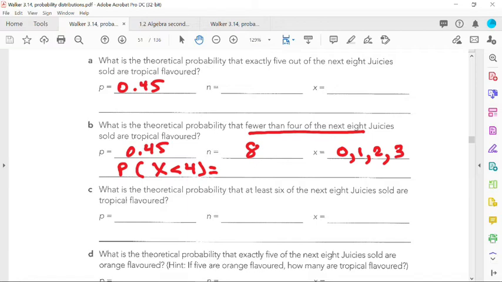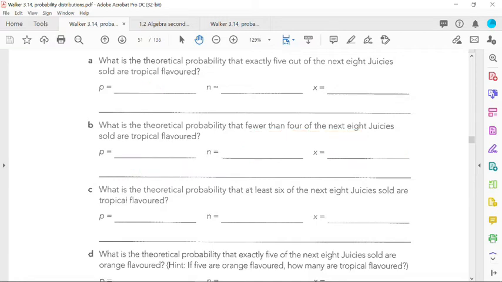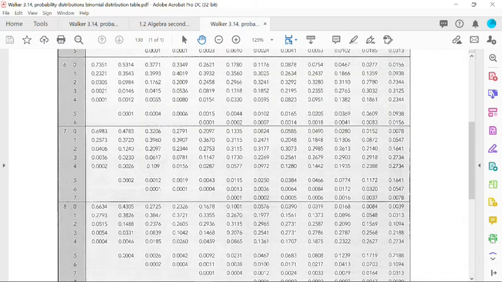Again, 0.45, 8, and 0, 1, 2, and 3 is what I want. So again, that's the next to the last column. And we want 0, 1, 2, 3. So we want those first 4 values. And again, all we're going to do is just add those together to find the probability that we need. Yeah? Okay, and no, I'm not adding those together. You can when you're doing them. Okay, let's go back to the questions and see what's next.